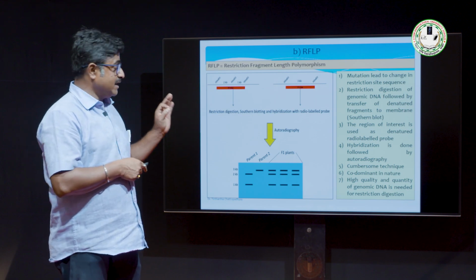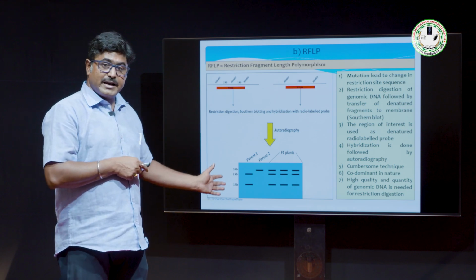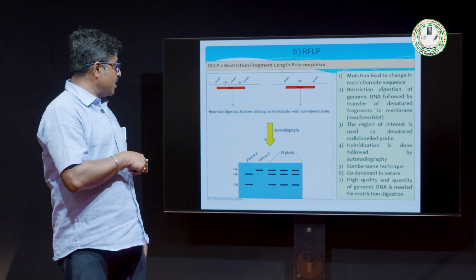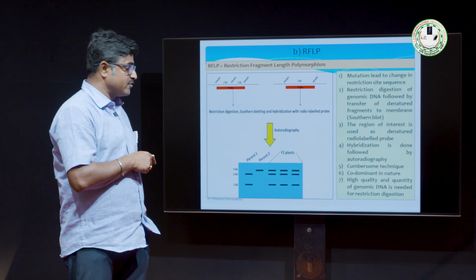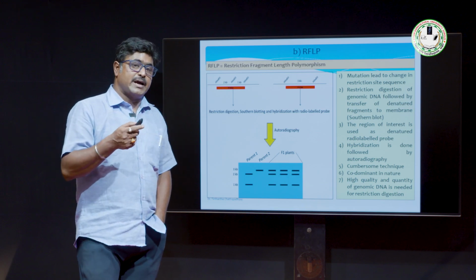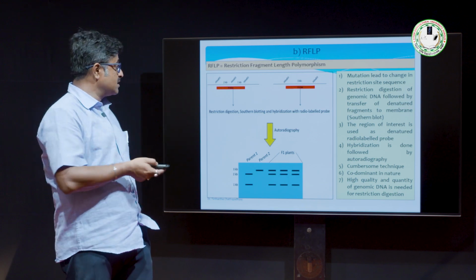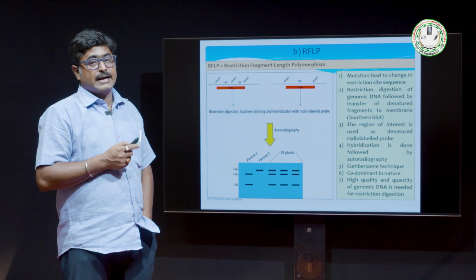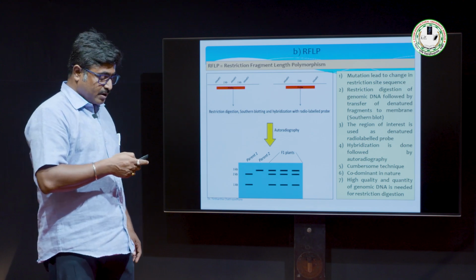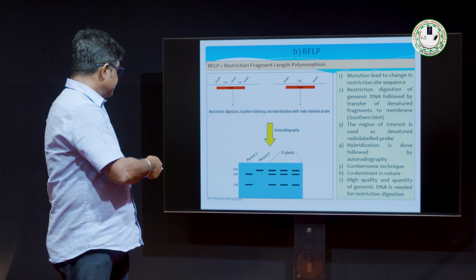The problem is that it is a very cumbersome technique involving the radio labeling of probes and radioactive element handling, and high quality and quantity of genomic DNA is needed for restriction sites. Previously, when we didn't have so much advancement in molecular markers, RFLP was a technique that used to give us several linkage maps and several positions of genes.